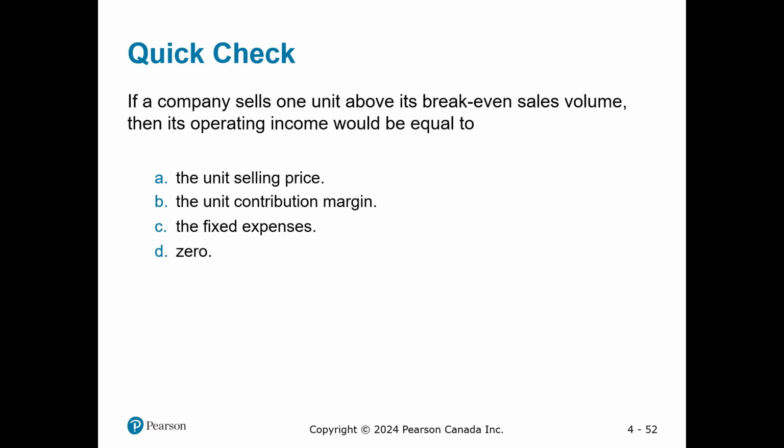If a company sells 1 unit above its break-even sales volume, then its operating income would be equal to A, the unit selling price, B, the unit contribution margin, C, the fixed expenses, or D, 0. And the answer is the unit contribution margin. As soon as we reach break-even sales, we know that the profit is equal to 0. Every unit we sell after that, we've already covered the fixed expenses, so the contribution margin per unit is going to add directly to the bottom line.